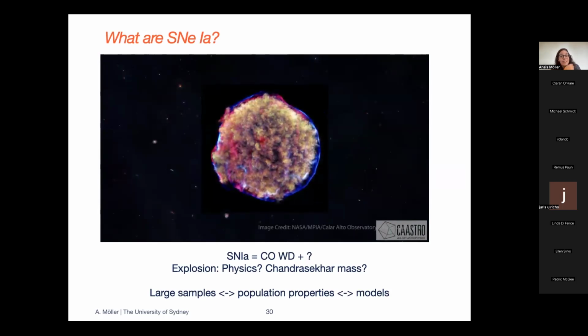I also didn't tell you that, while we know it's a carbon oxygen white dwarf, we don't know what the companion star is, whether it's a double degenerate, which means another carbon oxygen white dwarf, or a main sequence star or a red giant, and we have hints for different ones of them. So if we cannot understand where type 1a supernova come from, our standardization may be missing pieces. This is part of the things that we're trying to solve right now. And the emphasis here is how do we take these large samples that give us these population properties to get better models and understand what's going on.